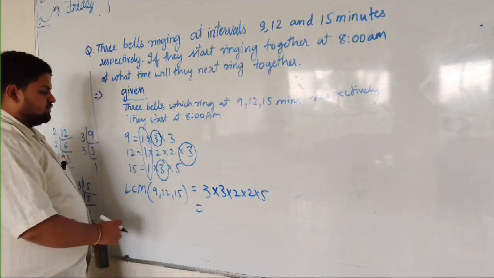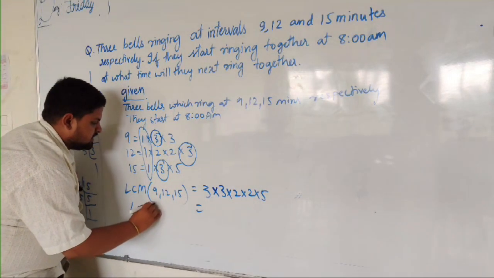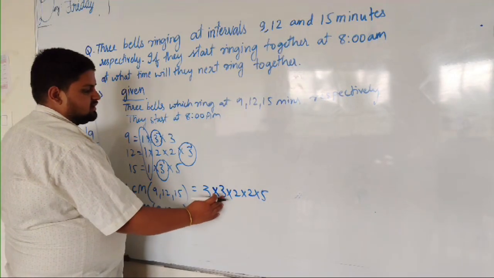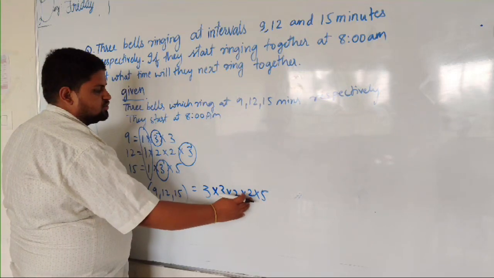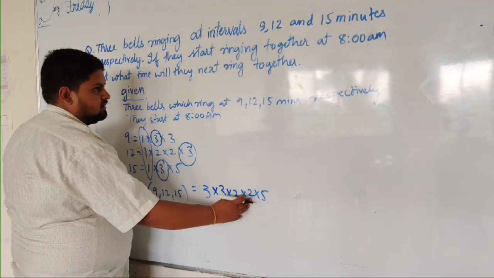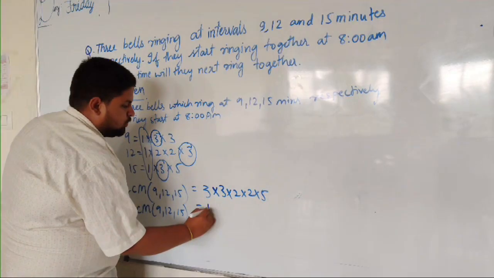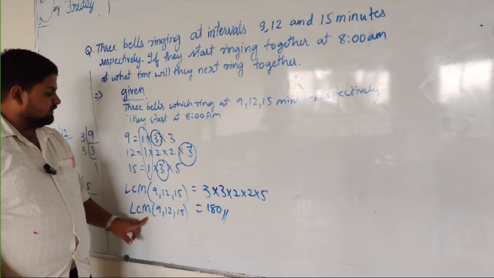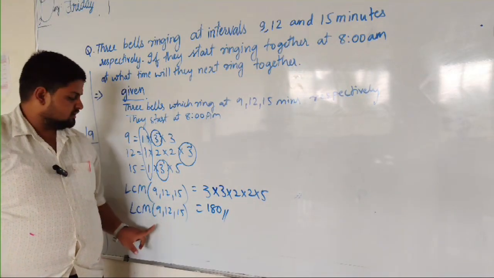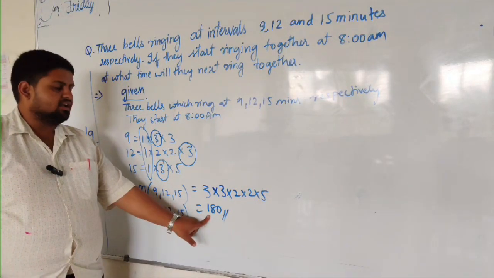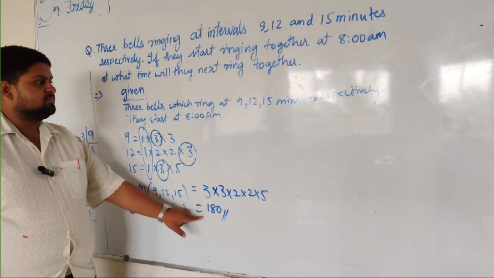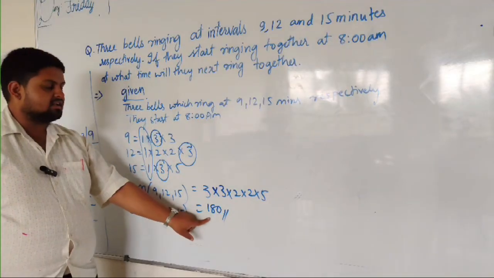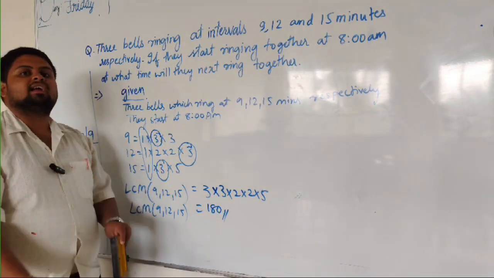Are you able to understand? So LCM of 9, 12 and 15 is 3 3s are 9, 9 2s are 18, 18 2s are 36, 36 5s are 180. So we found that the LCM of 9, 12 and 15 is 180. So that means all the three bells will again ring at the same time after 180 minutes.